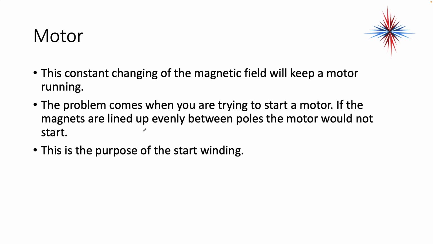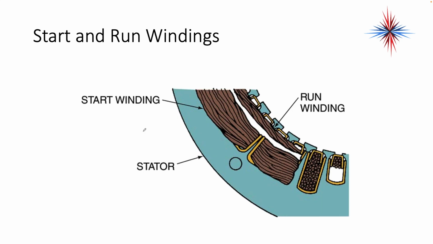The problem comes up when you're trying to start a motor. If the magnets are lined up evenly between the poles, the motor would not start. This is the purpose of a start winding, or sometimes in some motors, some little copper plating we put in there. We'll talk about that in a minute. So we have a stator, we have our run winding, and we have a start winding.